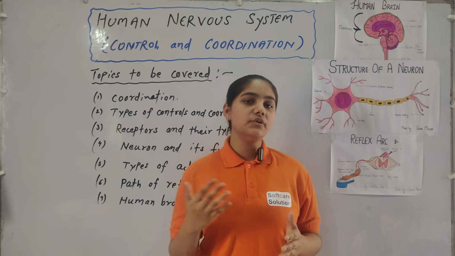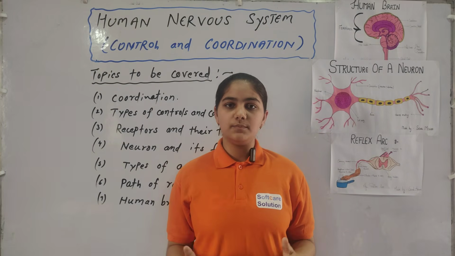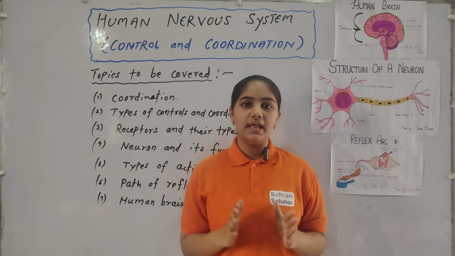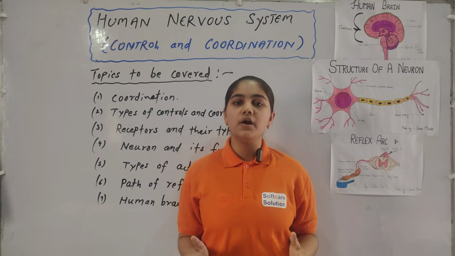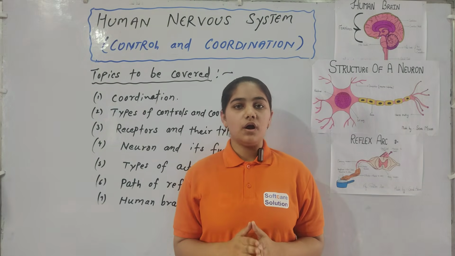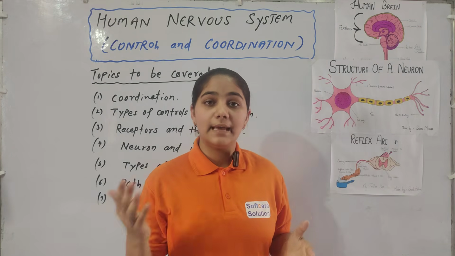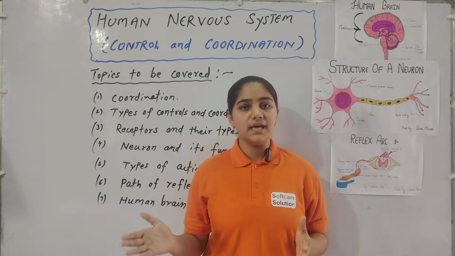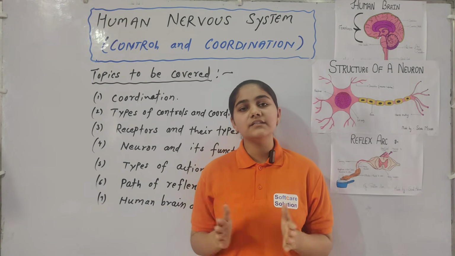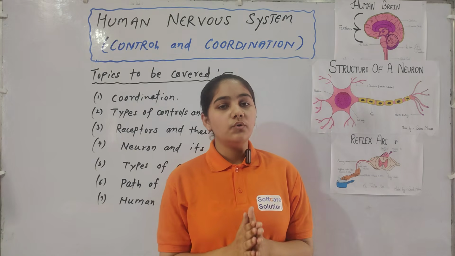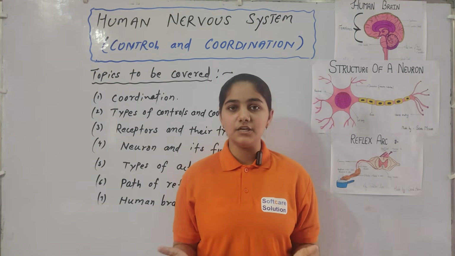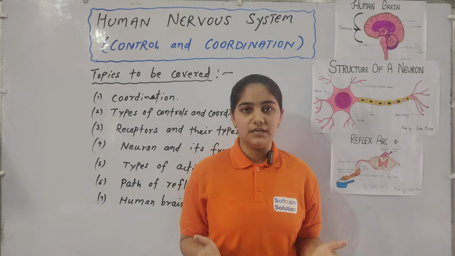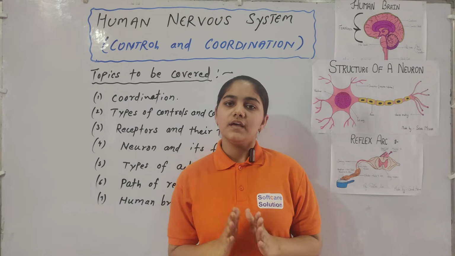So now we have to understand one more term, which is stimulus. Any change in our environment, internal or external, that produces a response in an organism is called a stimulus. For example, temperature, light, smell, etc. Then we have to understand receptors. Receptors are the cells or groups of cells present in our sensory organs that detect a stimulus and convert it into nerve impulses.